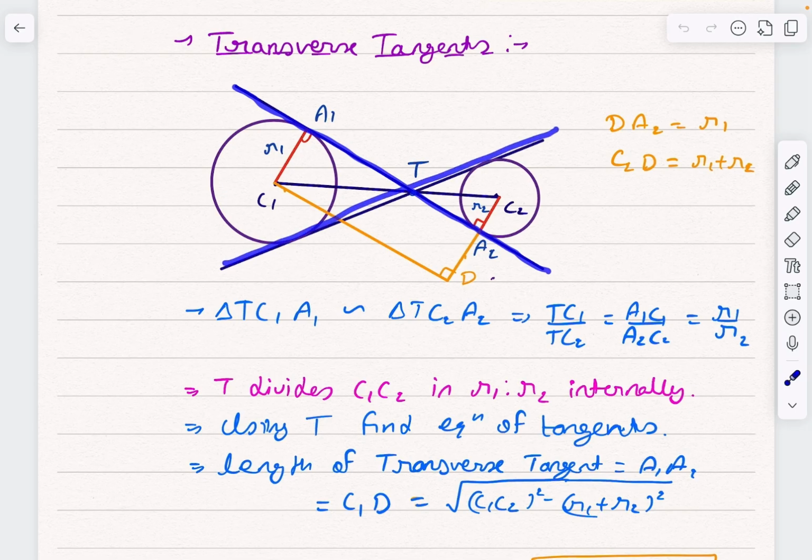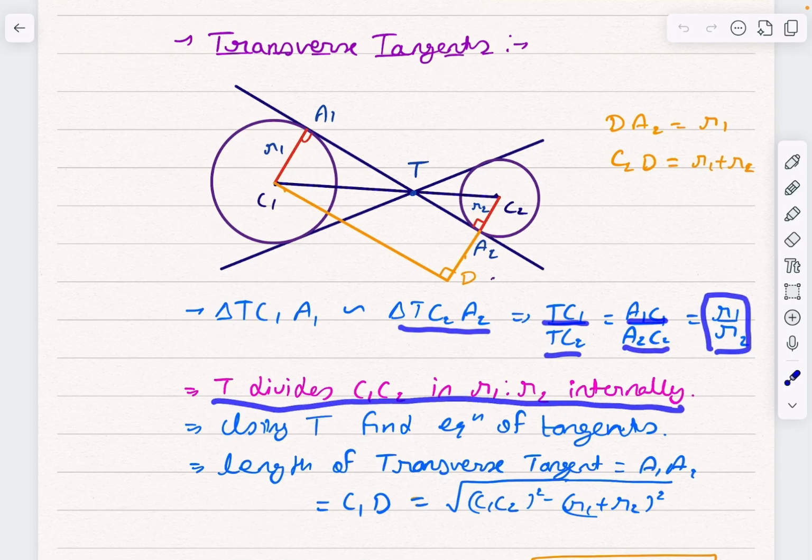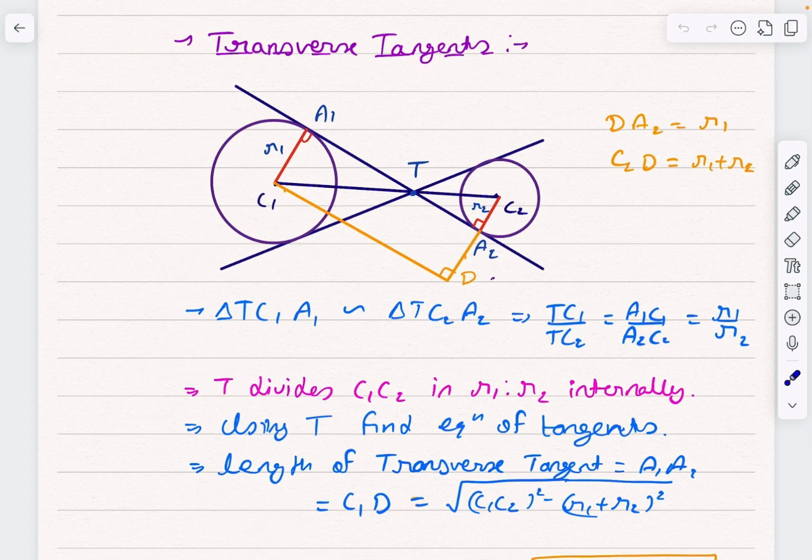And again, if you draw perpendicular here, draw perpendicular here, the triangles will come out to be similar, these two triangles. So triangle TC1A1 will be similar to triangle TC2A2. So TC1 by TC2 will be A1C1 by A2C2. Again R1 by R2. Now T divides C1 C2 in ratio R1 to R2 internally. So in direct tangents externally and in transverse tangents internally. Again, you can use T to find equation of tangents as we discussed previously.